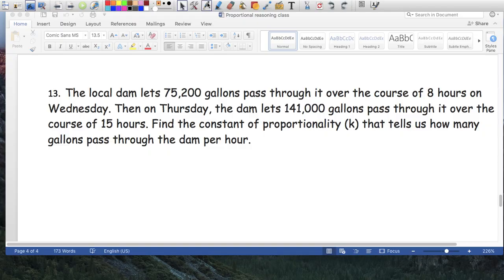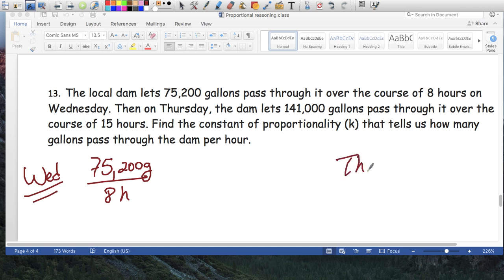That's on Wednesday. On Thursday, well, let's see if it's proportional. So on Thursday, again, this is your Y, this is your X. You're going to get Y equals Kx, 141,000 equals K times 15. Divide both sides by 15. And K, if they are proportional, Wednesday and Thursday, should be the same answer. Divide by 15, and you get 9,400. And guess what? The water always flows at the same speed of 9,400 gallons per 1 hour. So this is your constant of proportionality, 9,400, which you can then change to your unit rate. Okay.